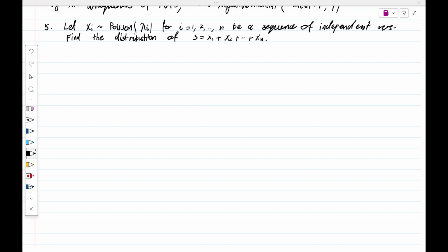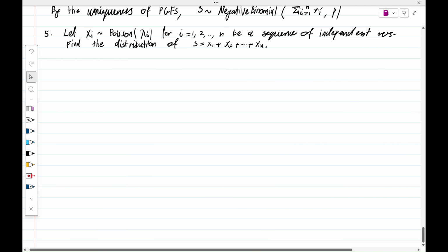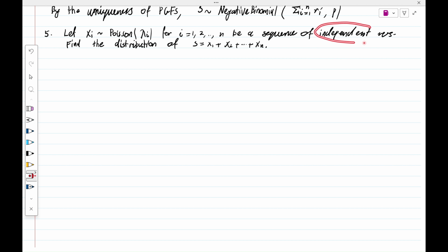Let's now take a look at our fifth and final example involving the Poisson distribution. In this final example, each xi is distributed with a Poisson distribution, but each of the rate parameters is distinct from the next. In other words, each xi has a distinct rate parameter, for i equals 1 through to n. And of course, we note that they are independent. We need to find the distribution of the sum.